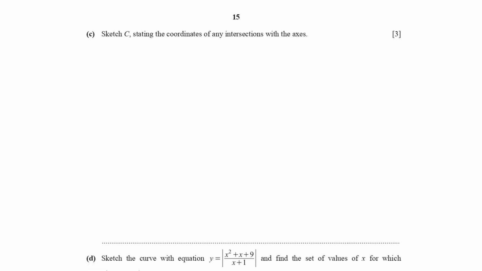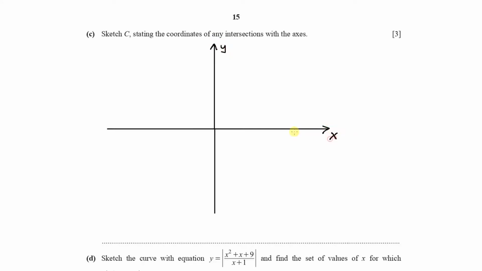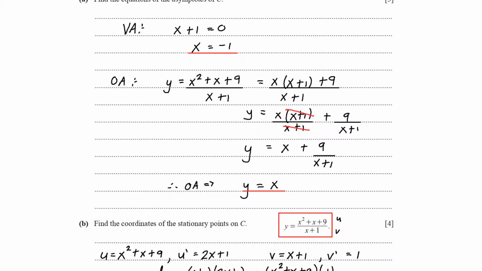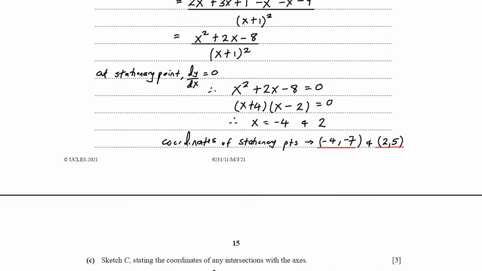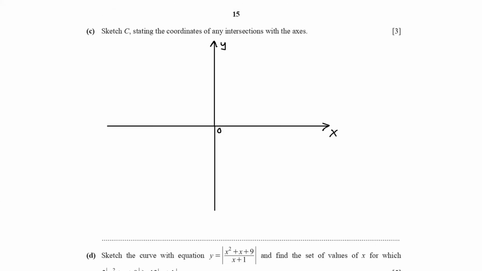On part C, the question goes, sketch C stating the coordinates of any intersections with the axes. Alright, so what we're going to do here is to make a sketch. So I have my axes. So this here is y and x. And I'll start with the two asymptotes. So the first asymptote is x = -1, and the other one is y = x. So let's start with x = -1. That's the first asymptote.